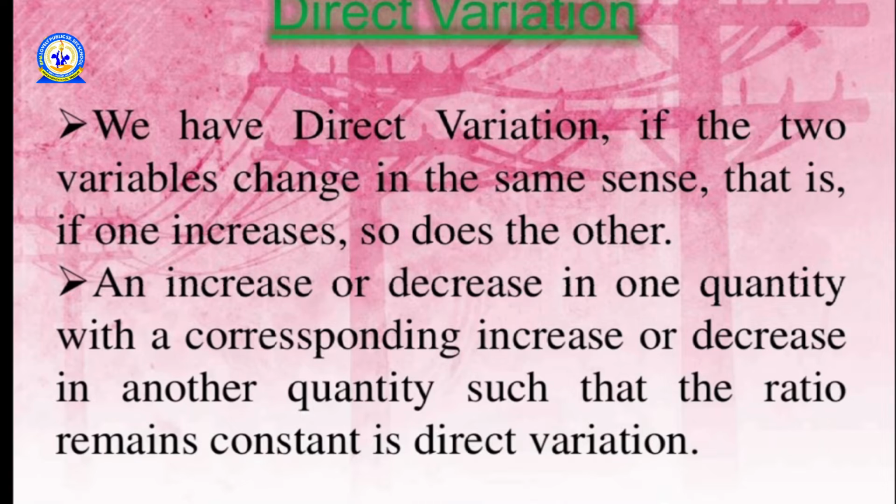An increase or decrease in one quantity with a corresponding increase or decrease in another quantity such that the ratio remains constant is direct proportion. For example, if the number of articles purchased increases, the total cost also increases. For another example, the more money deposited in the bank, the more interest is earned.